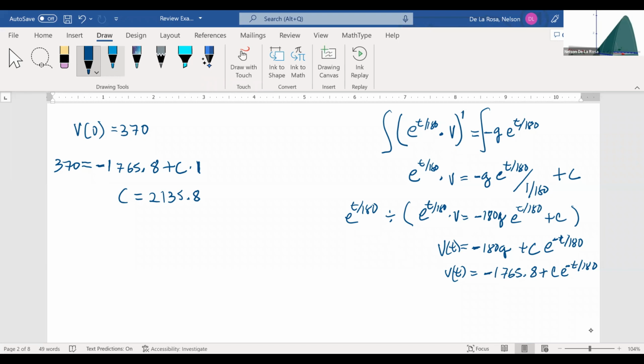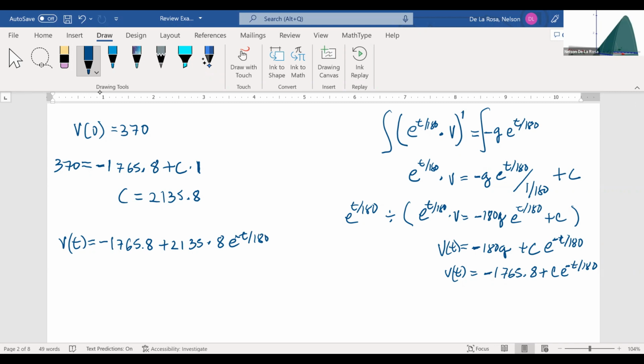And then we can write the expression of the velocity as v of t equals negative 1765.8 plus 2135.8 e to negative t over 180.